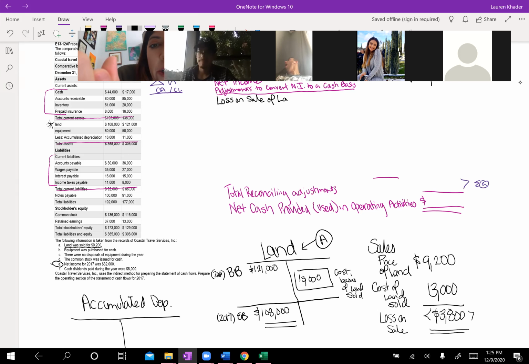So I'm going to go back to my statement of cash flow. Loss on sale of land. Losses would have decreased net income. So in the statement of cash flow, we're going to add back for that loss because it's not cash coming in. So in the inner column, 3,800 is a positive number that you're going to include.